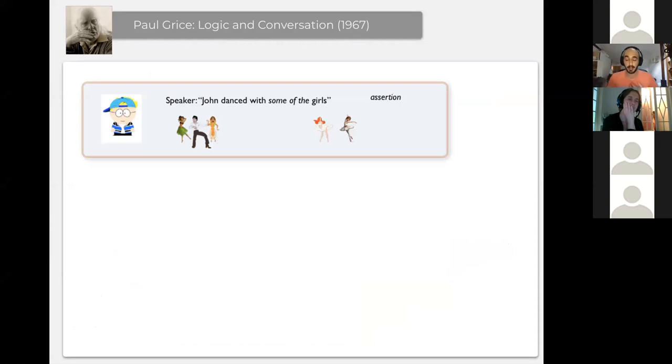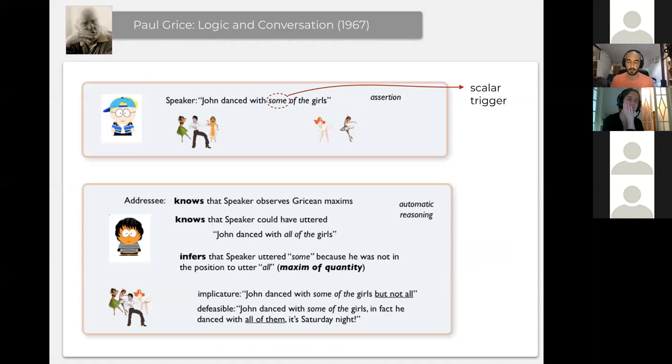If you have a speaker uttering a sentence like "John danced with some of the girls," "some" is defined as a scalar trigger and triggers an inference drawn by the addressee, who entertains an automatic reasoning by which he knows that the speaker observes the Gricean maxims, like don't say too much, don't say too little, be informative, be relevant, tell the truth. And he knows that the speaker could have uttered a sentence like "John danced with all of the girls," including "all," which is defined as a strong scalar item, and then infers that the speaker uttered the sentence with "some" because he was not in the position to utter "all." He didn't have enough evidence that the sentence with "all" would be true. Hence, the addressee derives the implicature that John danced with some of the girls, but not all of them. So it excludes the alternative sentence, including "all."